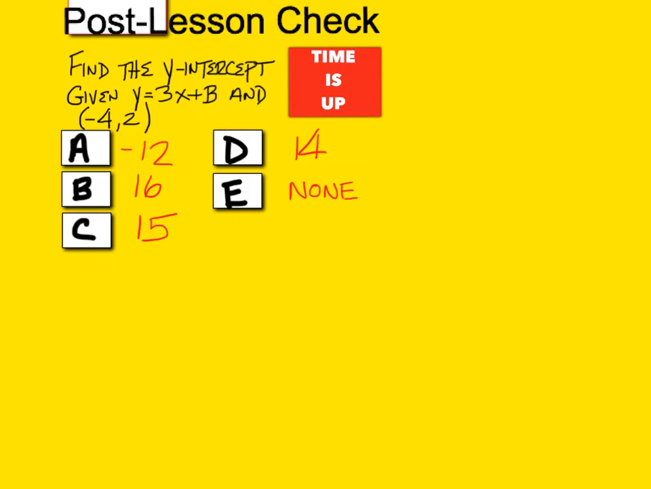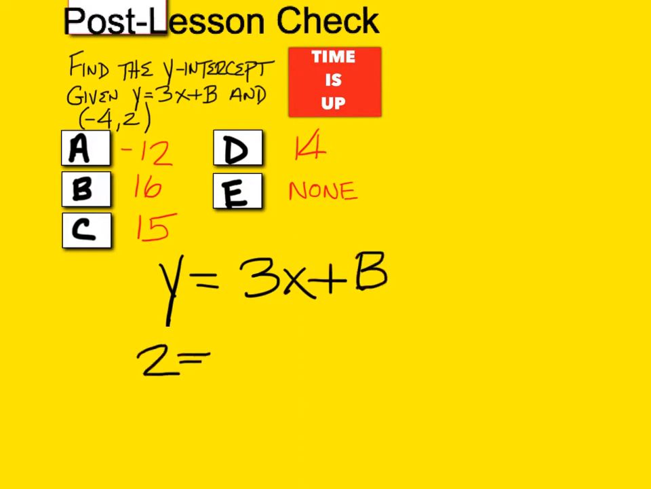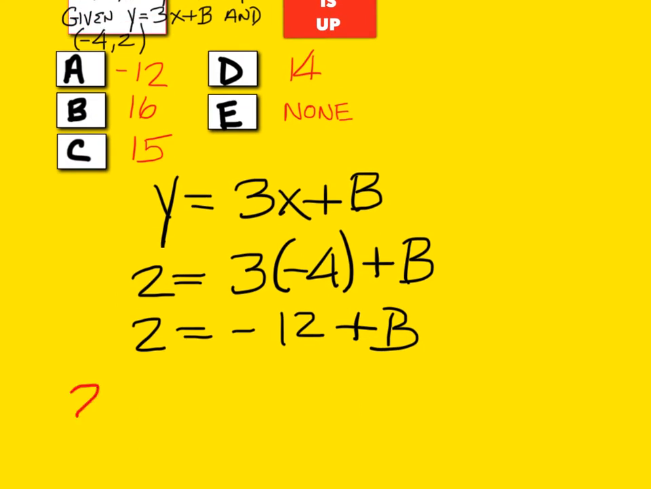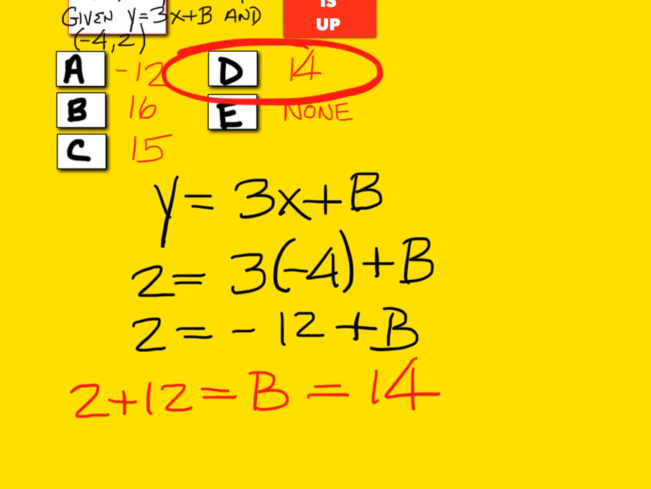The equation is given to you with the slope already in it. You just have to plug in the point -4, 2. So 2 equals 3 times a -4 plus b. That is 2 equals -12 plus b. If you move the -12 to the left, change the operation, you will come up with b as being 14, d.